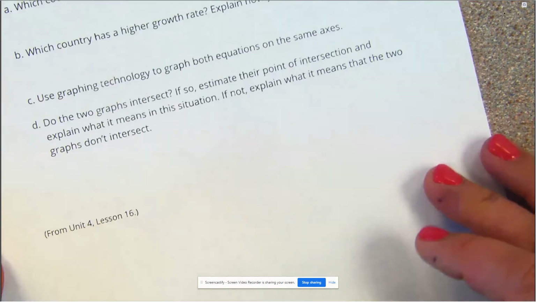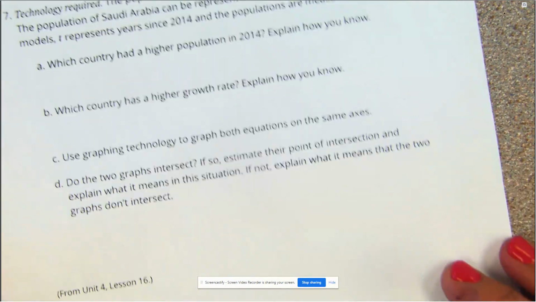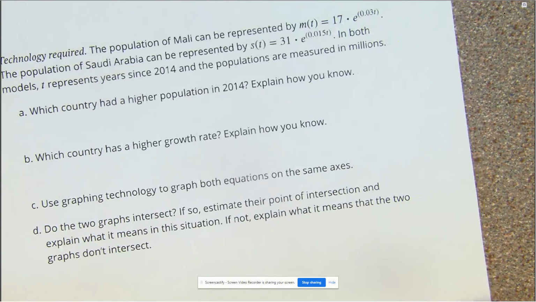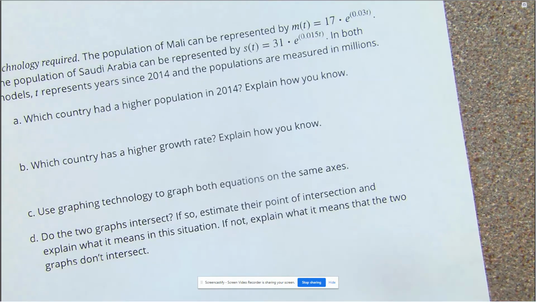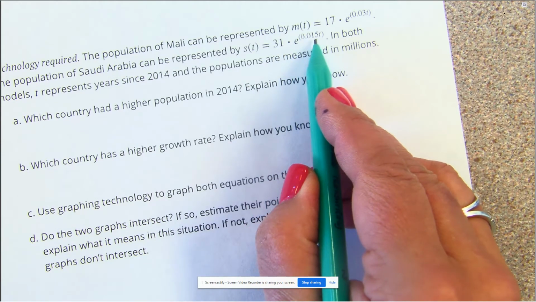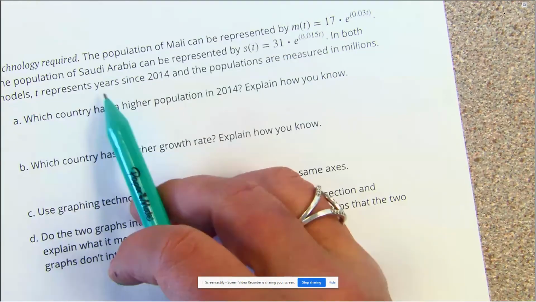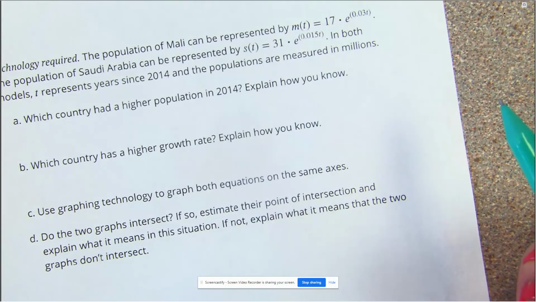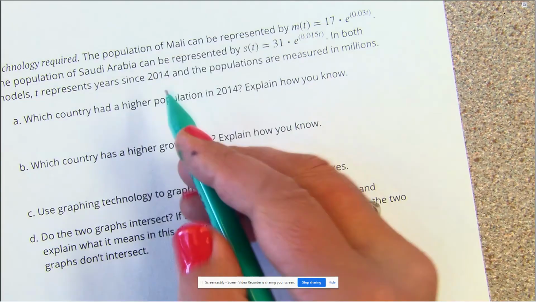Last one, number 7. Looks like we're going to have to look at Desmos maybe. The population of Mali can be represented by M of t equals 17 times e to the 0.03 t. The population of Saudi Arabia can be represented by S of t equals 31 times e to the 0.015 t. In both models, t represents years since 2014, and the population is measured in millions. Which had a higher population in 2014?